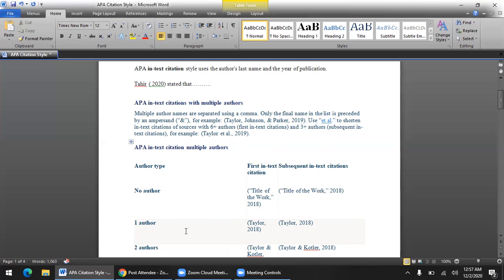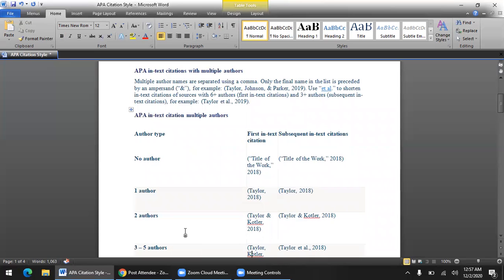Now come to one work by one author. How will you cite one work by one author? Taylor followed by a comma, then year of publication. In subsequent in-text citations, the next time you cite, you will write it like this: Taylor followed by a comma and 2018, the same.